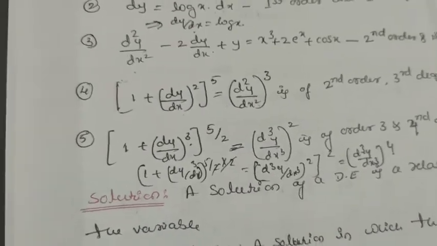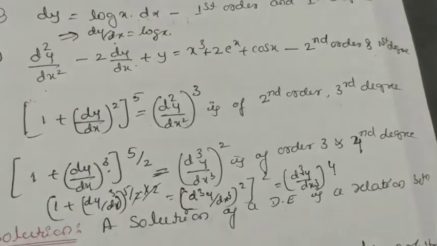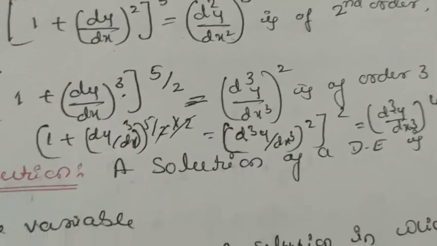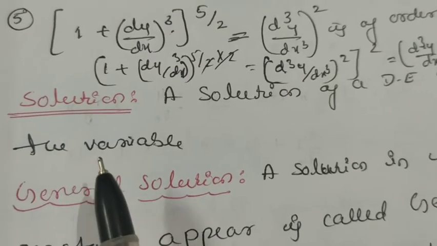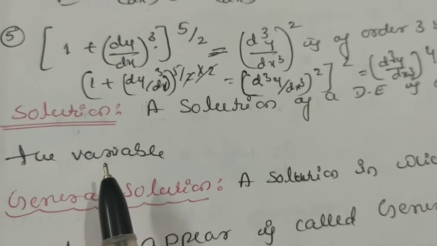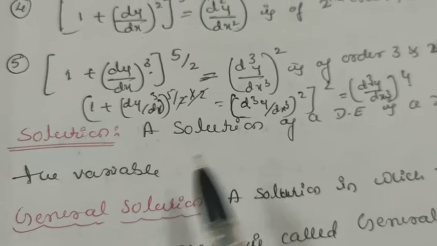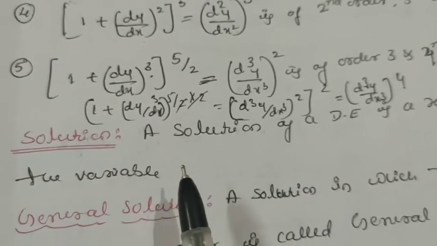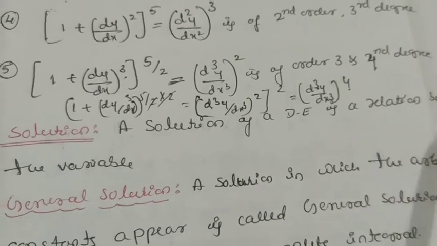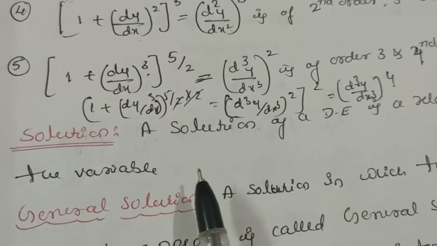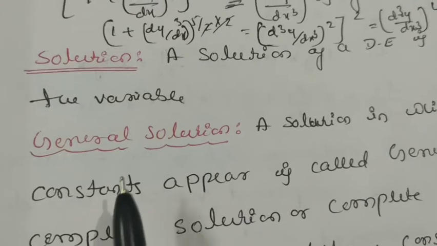I hope all of you understood the meaning of order and degree of a differential equation. Next comes the solution. Every equation should have a solution. Solution means the variable will satisfy that equation. A solution of a differential equation is a relation between the variables, which satisfies that equation.